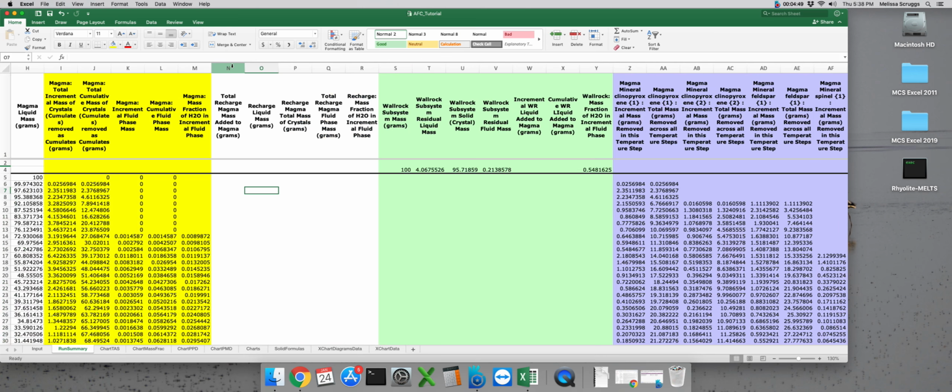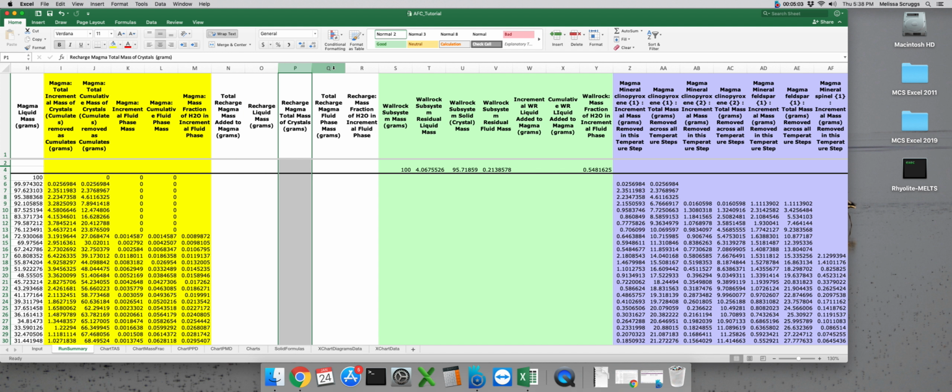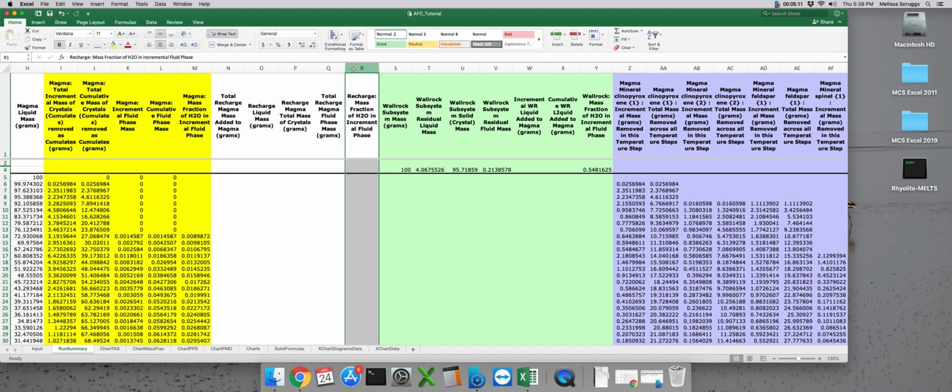The next 5 columns, columns N through R, record information on the state of the recharge subsystem: the total mass of recharge added to the magma subsystem, and the mass of liquid, crystals, and exsolved fluid phases present in the recharge at its specified temperature. And again, the mass fraction of water in any exsolved fluid phase. Because there was no recharge event triggered during this particular run, these columns are blank. In another tutorial, we're going to cover the multiple types of recharge triggers that you can employ in the Magma Chamber Simulator. And in that tutorial, I'll discuss how to look at output files for recharge events.